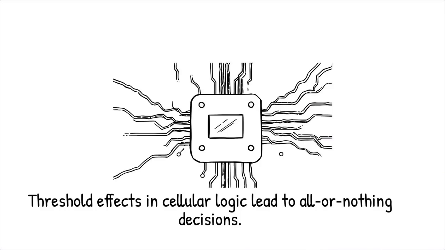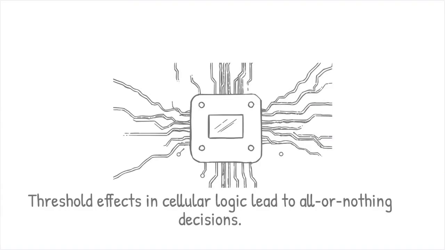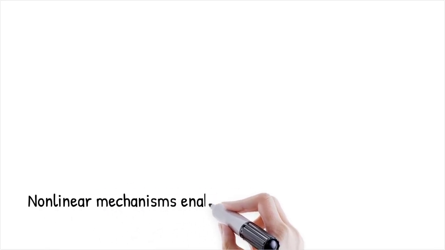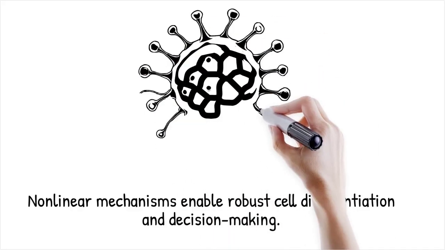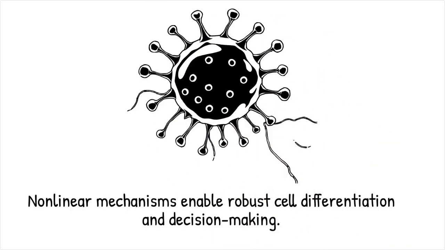Cooperative binding and feedback create nonlinear responses that can result in all or nothing decisions. These nonlinearities are crucial for processes such as cell differentiation, where a clear fate choice is needed. Thus, cells achieve robust decision-making through the same mechanisms that underlie nonlinear electronic circuits.